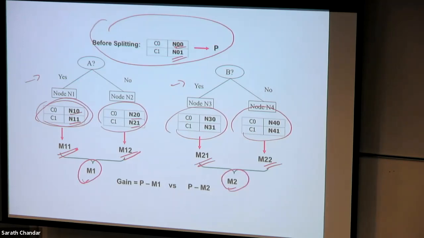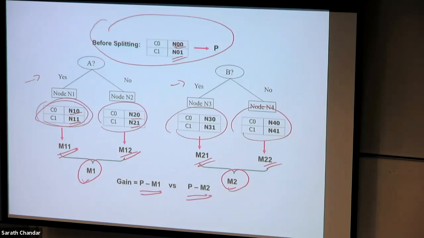So we will pick the split which gives us maximum gain. The gain is defined as P minus M1 versus P minus M2. You pick the split which gives you maximum gain, or in other words, you pick the split which makes the node more and more homogeneous. Is it clear? For example, let's say M1 is more homogeneous than M2. Then P minus M1 is going to be higher than P minus M2, so you will pick M1. Is that clear? So this is the general recipe, but we are going to see some examples of how to do this after the break.